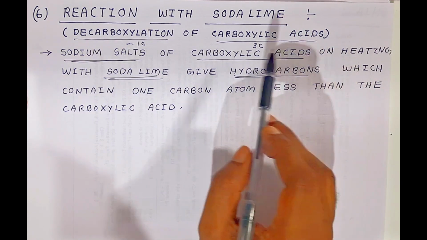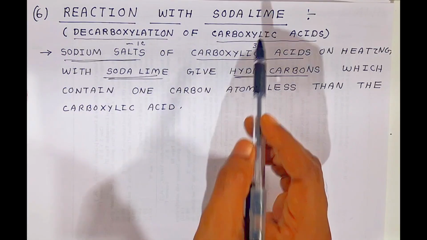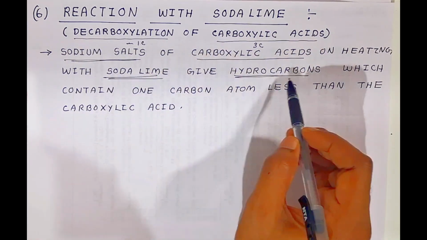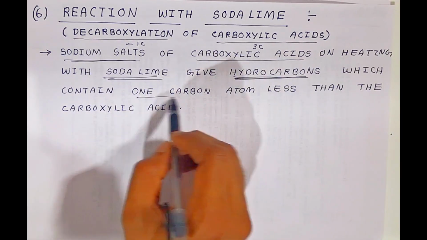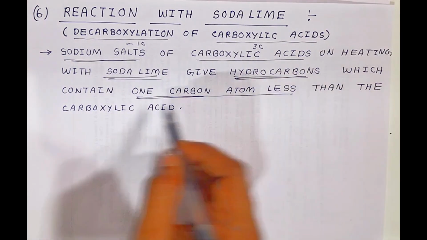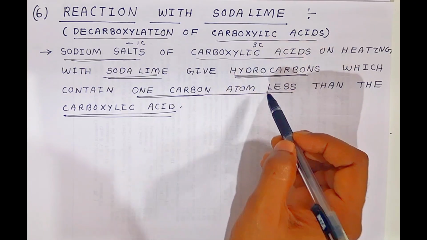Understand, students? So you can convert acid into fuel. How important this reaction is, students? The reaction with soda lime is a very important reaction. Soda lime gives hydrocarbons when you add it to a carboxylic acid, and the hydrocarbon contains one carbon less than the carboxylic acid. If you start the carboxylic acid from 3 carbon, you will get a hydrocarbon containing 2 carbon.